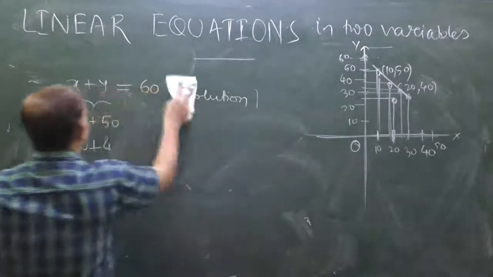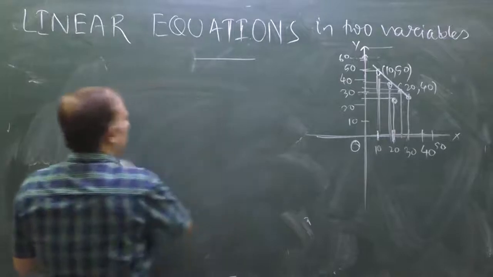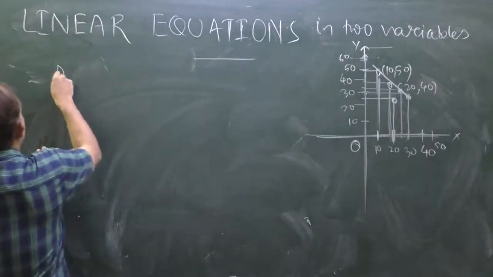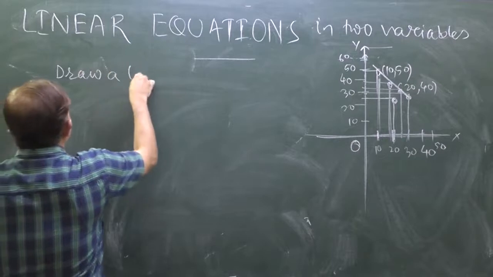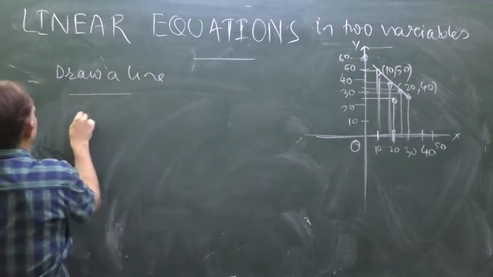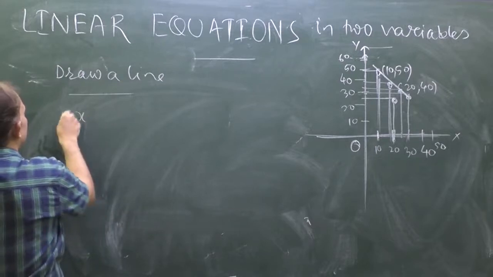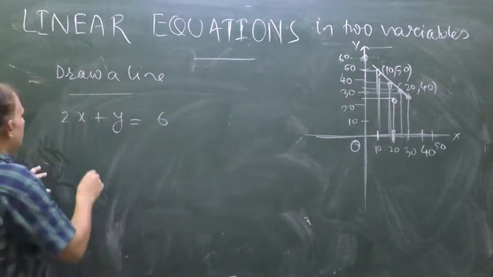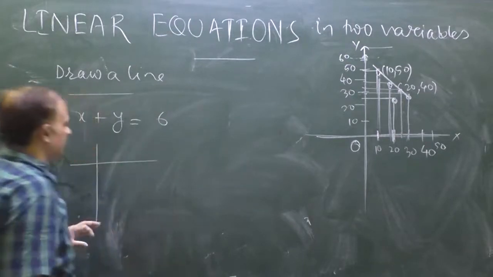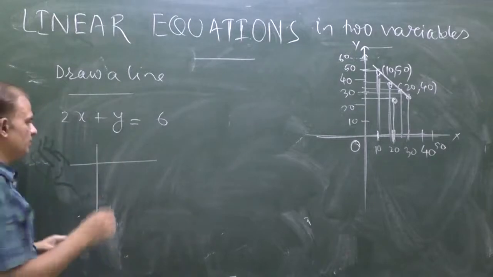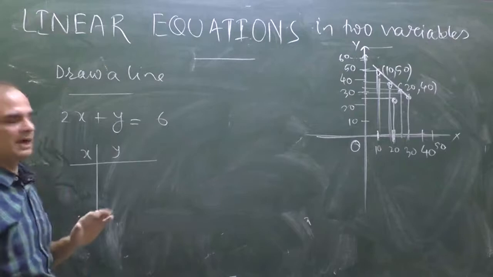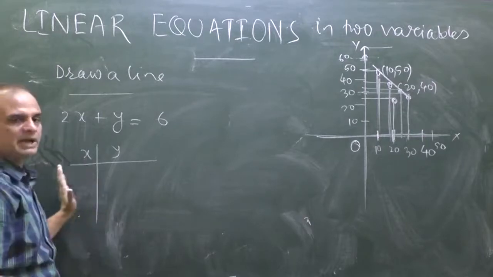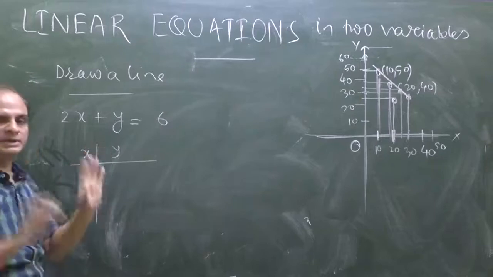let's come to the point now, my dear students. To draw a line, it is very, very easy. Let's see how to draw a line. So we are now learning how to draw a line. If I wish to draw a line, for example, 2x plus y is equal to 6, I should make a table of this kind, even horizontally or vertically, it is up to you. Here should be x and here should be y. So make two columns, one for x, another for y. Conventionally, left side is for x, right for y. Otherwise, you can interchange, it is up to you.